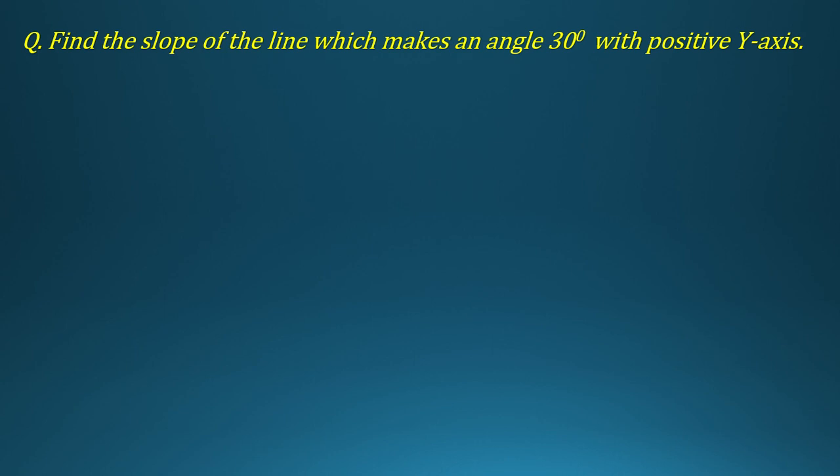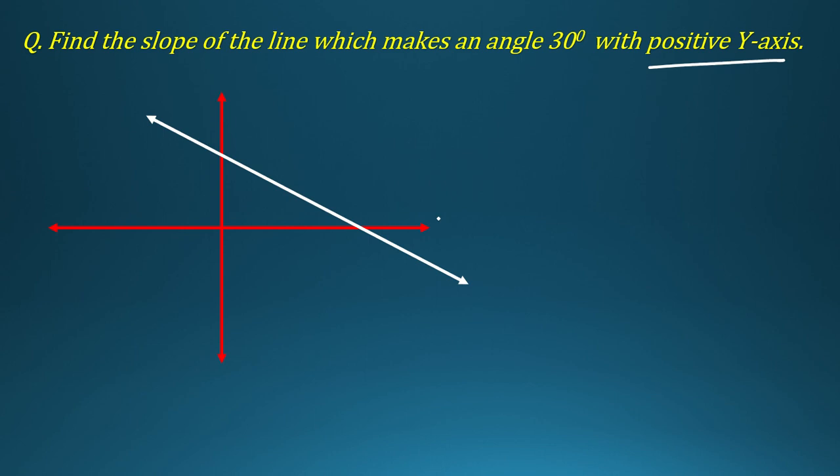Okay. Now another line makes an angle of 30 degrees with the positive y-axis. So positive y-axis means this is the angle 30 degrees, but we are looking for this angle. So what will it be? See, this is 30, so this will be 60, and this is 60, so it will be 120.